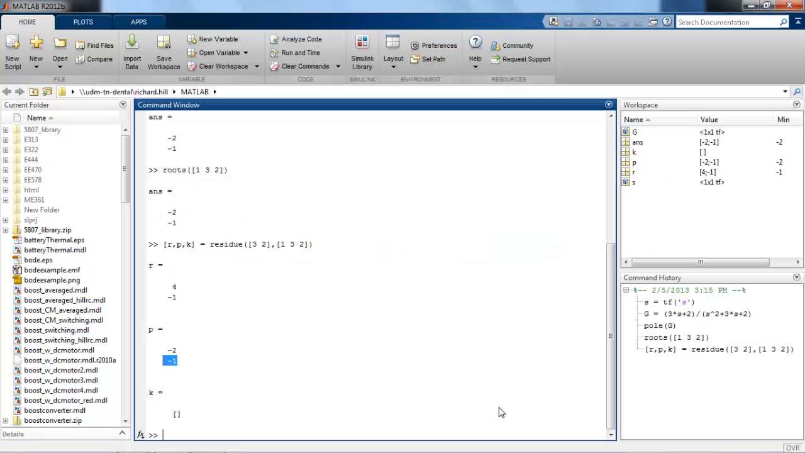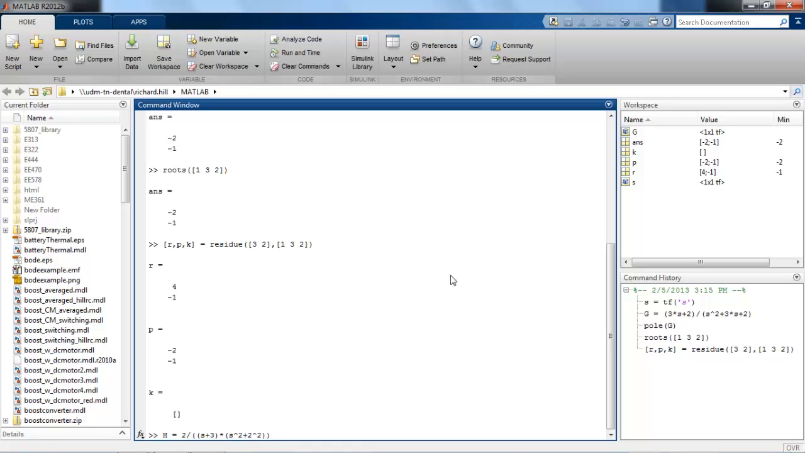So going back to MATLAB, over here we can see the workspace has all of the quantities that we've defined so far. Also, the command history shows everything that we've done so far. Here I'm going to define a new transfer function. We had a numerator of 2. We had a denominator with a term of s plus 3 multiplying the quantity s squared plus 2 squared.